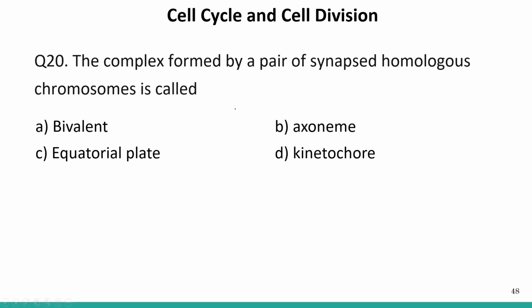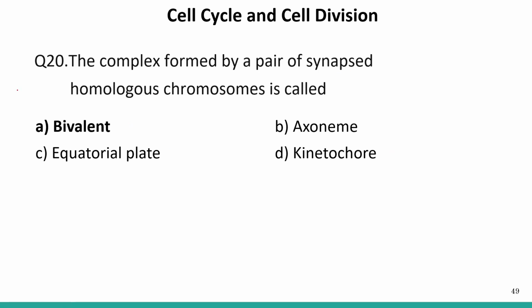Now, the next question is the complex formed by a pair of synapsed homologous chromosomes. Options are bivalent, exoneme, equatorial plate, or kinetochore. So this is quite simple. The answer should be bivalent. The pairing of synapsed homologous chromosomes forms a bivalent, also known as tetrad.